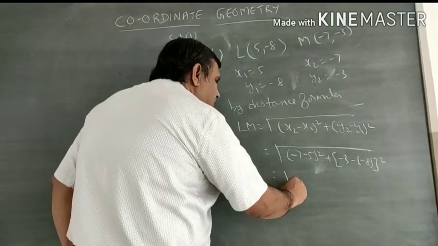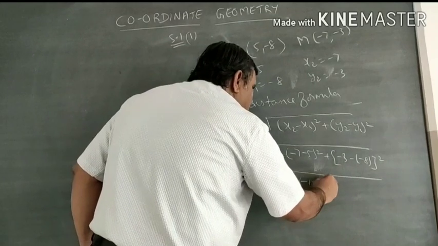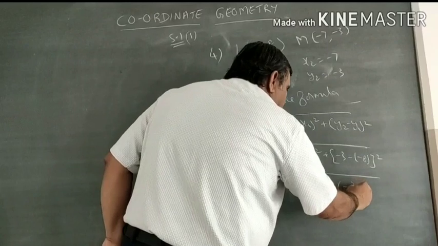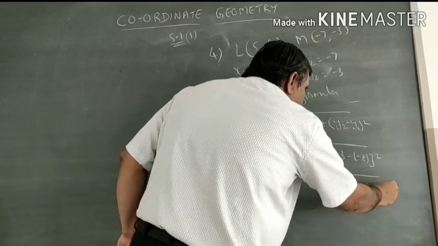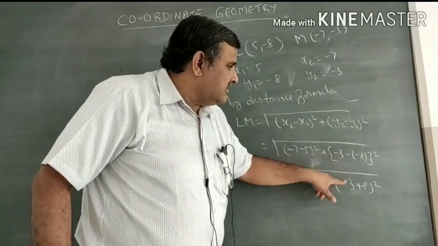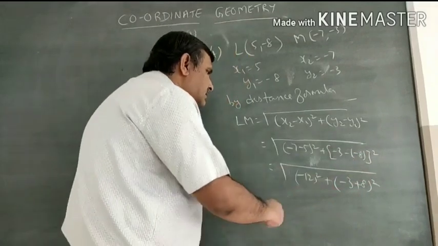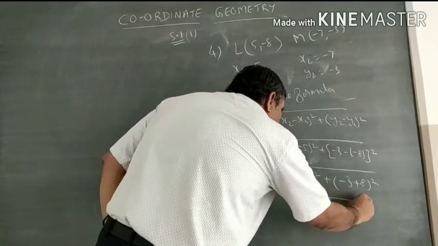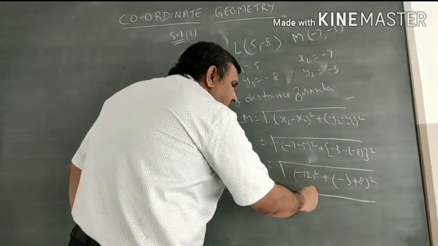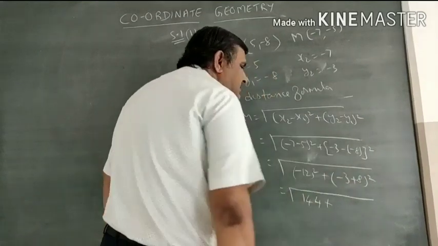It is equal to under root minus 7 minus 5 means minus 12 square plus minus 3 minus minus 8. This will become minus 3 minus of minus 8 will become plus 8, the whole square. It is equal to under root. What is square of minus 12? Square of minus is becoming plus. So square of minus 12 will become 144 plus 8 minus 3.